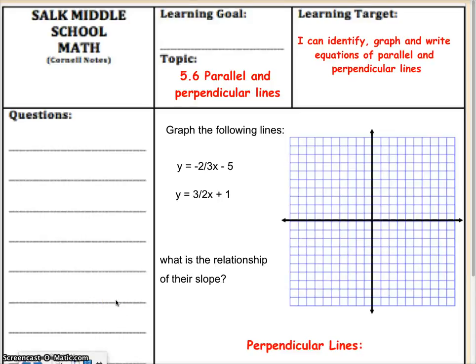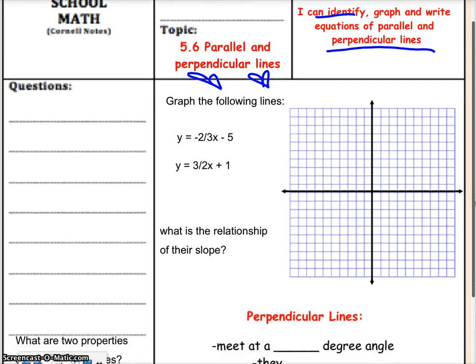Moving on to perpendicular lines today. What you're going to be able to do today is identify if lines are perpendicular. Just like when you identified if lines were parallel. There's a relationship. Remember, parallel is same slope. There is a relationship between perpendicular and slope. Perpendicular means it meets at a 90-degree angle.